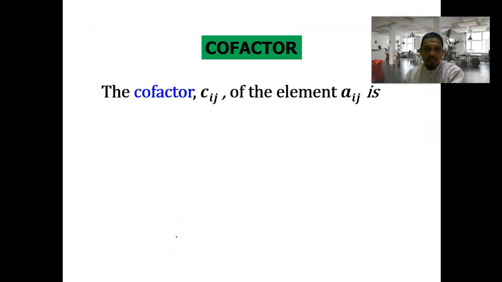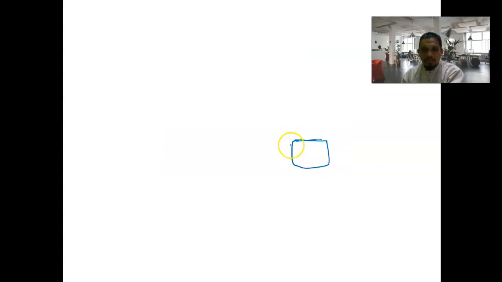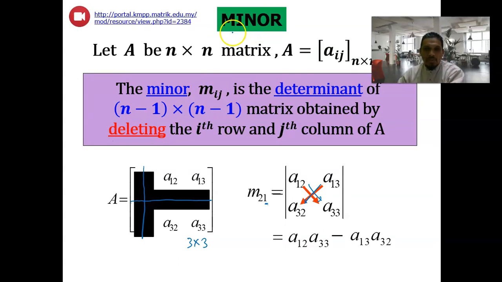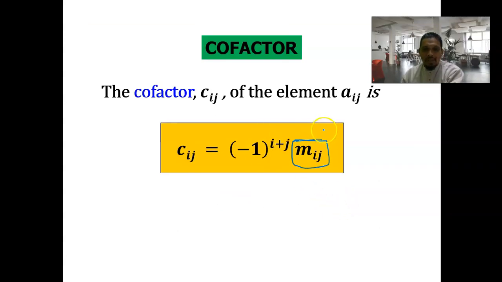Now the cofactor Cij of the element Aij. Just now we discussed minor, in all the explanation here. Then look at the cofactor. This is the minor, and it ends up multiplied by negative 1 to the power of i plus j. It gives you the cofactor.